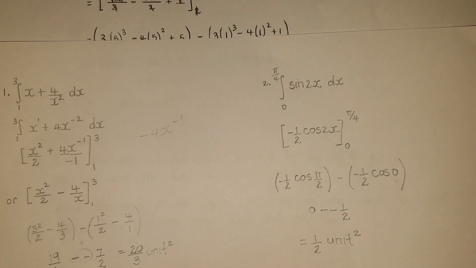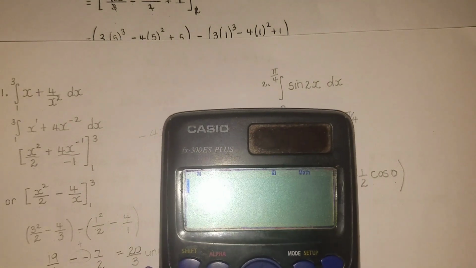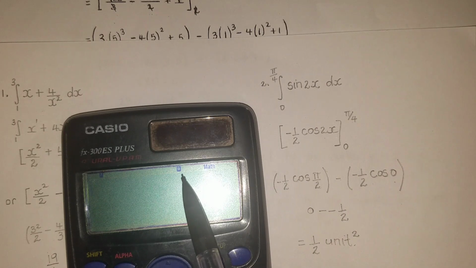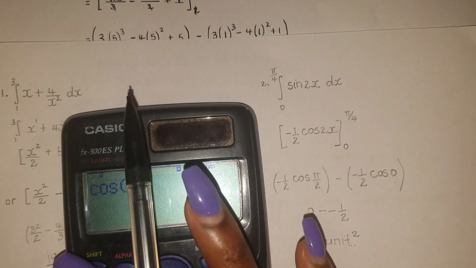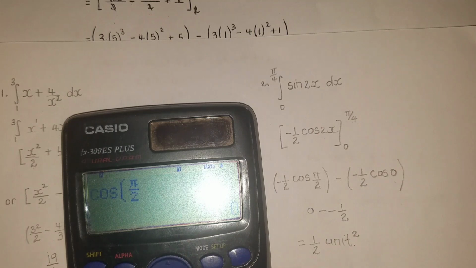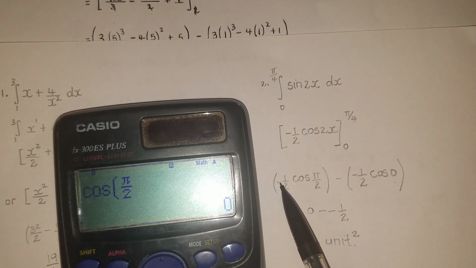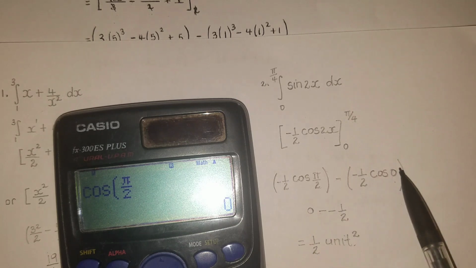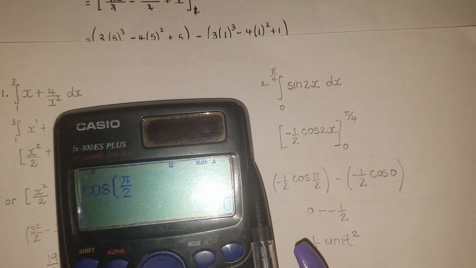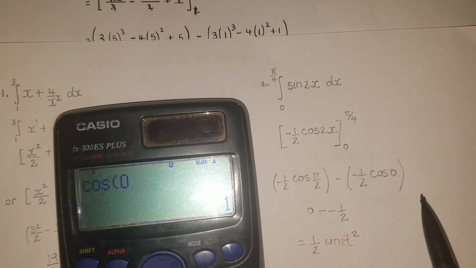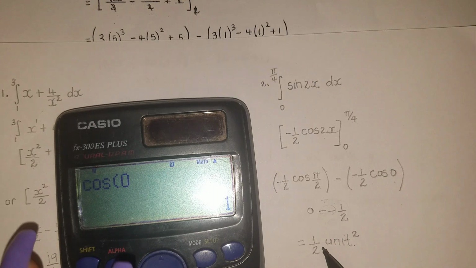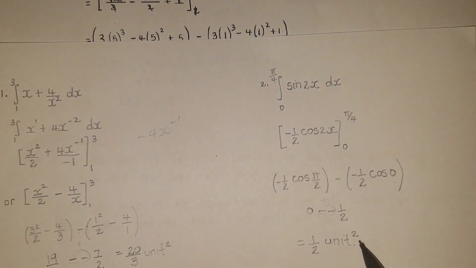Now we get our calculator and we're going to evaluate cos pi over 2. Remember, your calculator has to be in radians. So cos pi over 2 gives us 0. So this is a negative half times 0, which is 0. Minus sign goes back. Here we have cos 0, which is 1. And this becomes negative half times 1, which is a negative half. So now these two negative signs together make our answer a positive half unit squared.